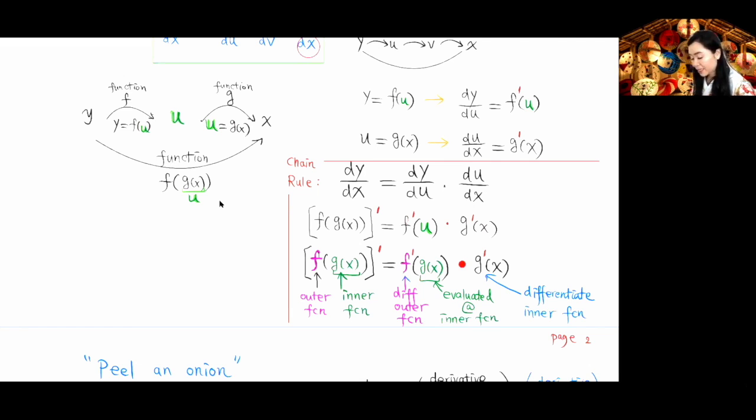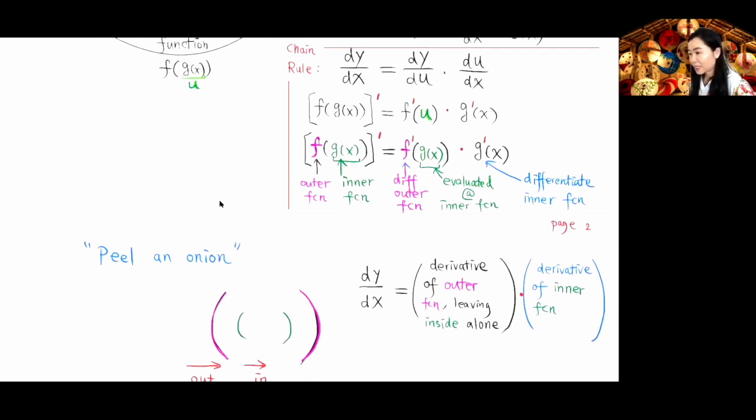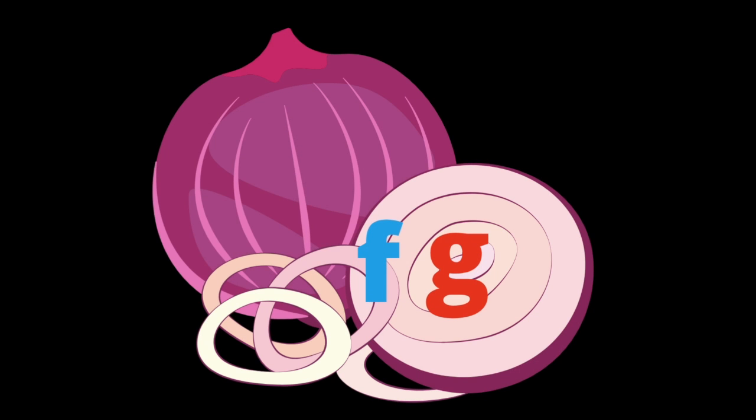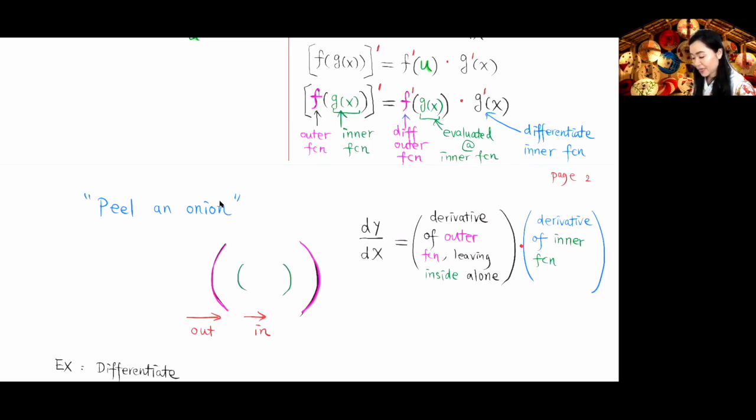And then multiply this by the derivative of this inner function g. Now, I'm going to give you more examples to explain this. One way to help you remember this is that a composition of functions looks like an onion, right? It has this inner function and outer function, like an onion, okay?